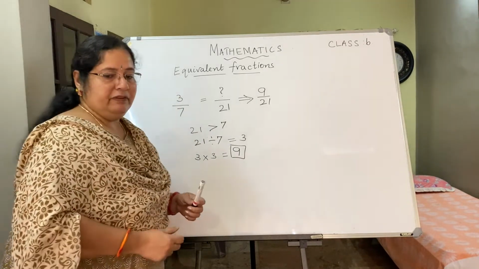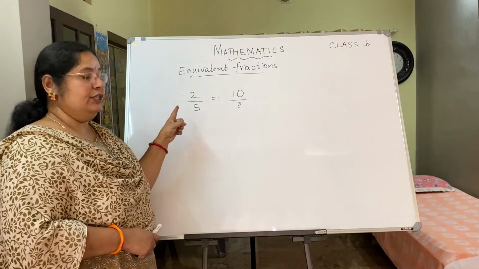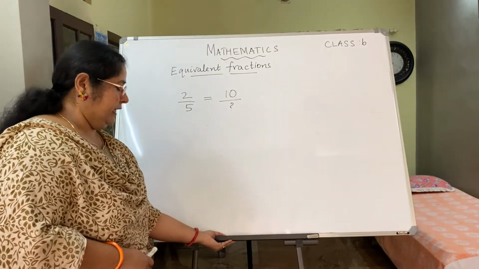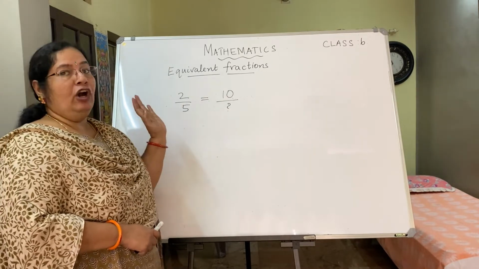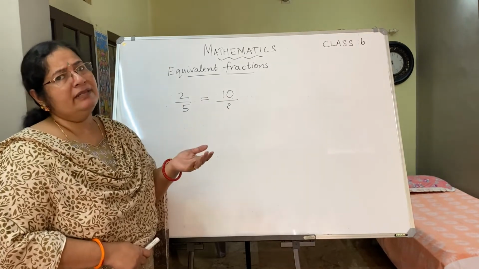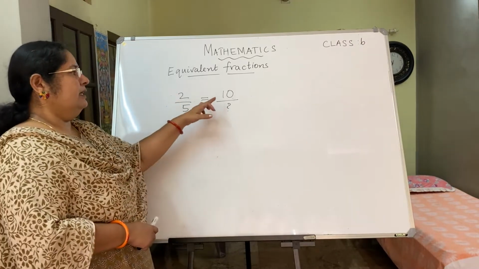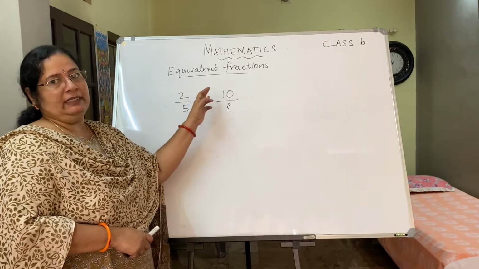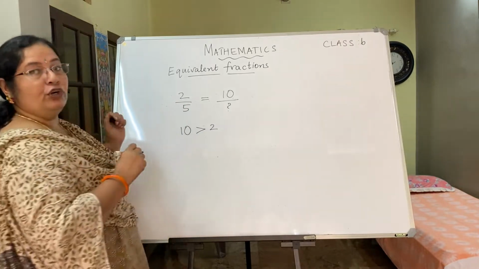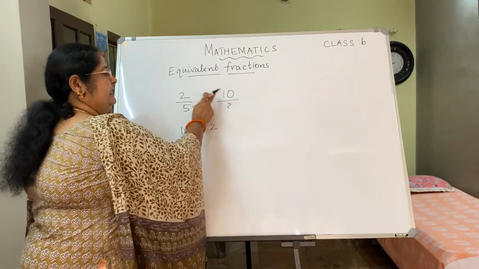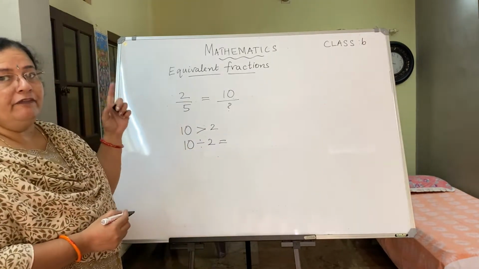See, one more example we will take. Now look here. We have 2 by 5 as a given fraction. You are asked to find an equivalent fraction for this whose numerator is given as 10. So the denominator you have to find. Whether the numerator is given or the denominator is given, the method is the same. You compare the numerators. 10 is greater than 2. So what should you do? Divide 10 with 2. What do you get when you divide 10 with 2?